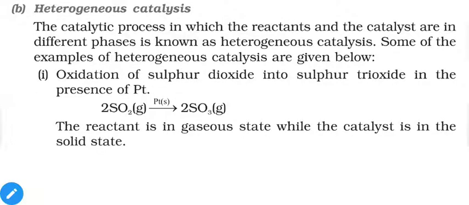Now our next point is heterogeneous catalysis. If homogeneous has the same phase, then heterogeneous will have different phases. The hetero word represents difference between two or more than two. So a catalytic process in which the reactants and catalyst are in different phases is known as heterogeneous catalysis, and here we have some examples. Sulfur dioxide to sulfur trioxide uses platinum as a catalyst. So we have gaseous reactants and products and a solid catalyst. So it is heterogeneous catalysis.